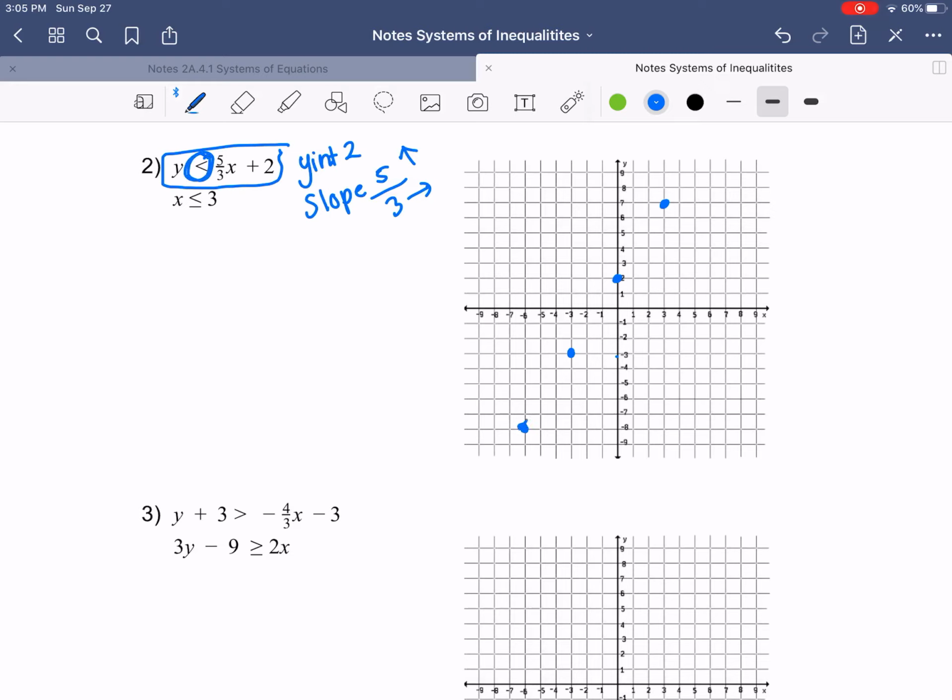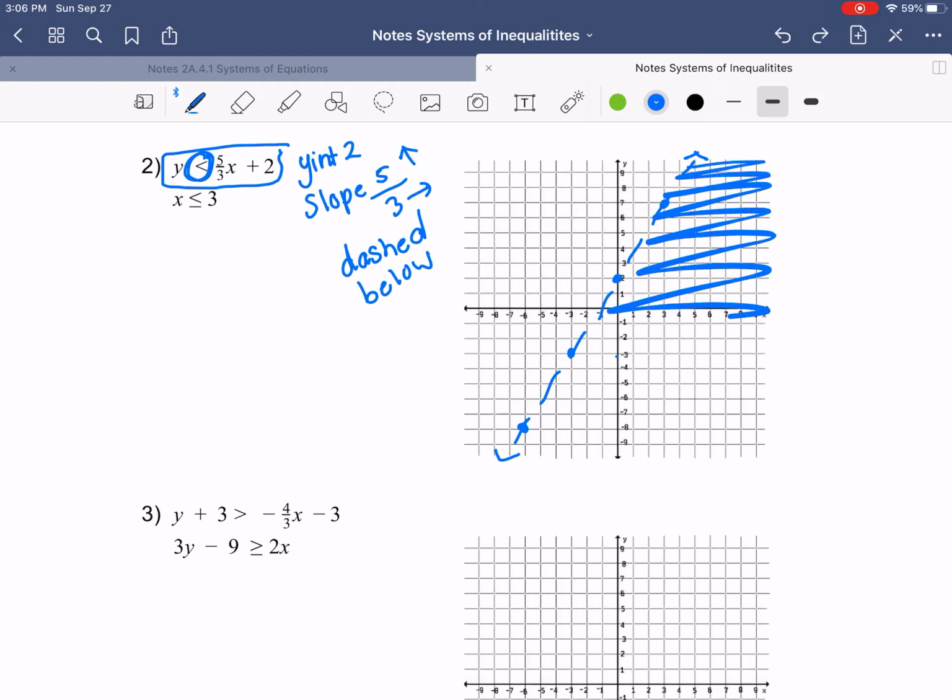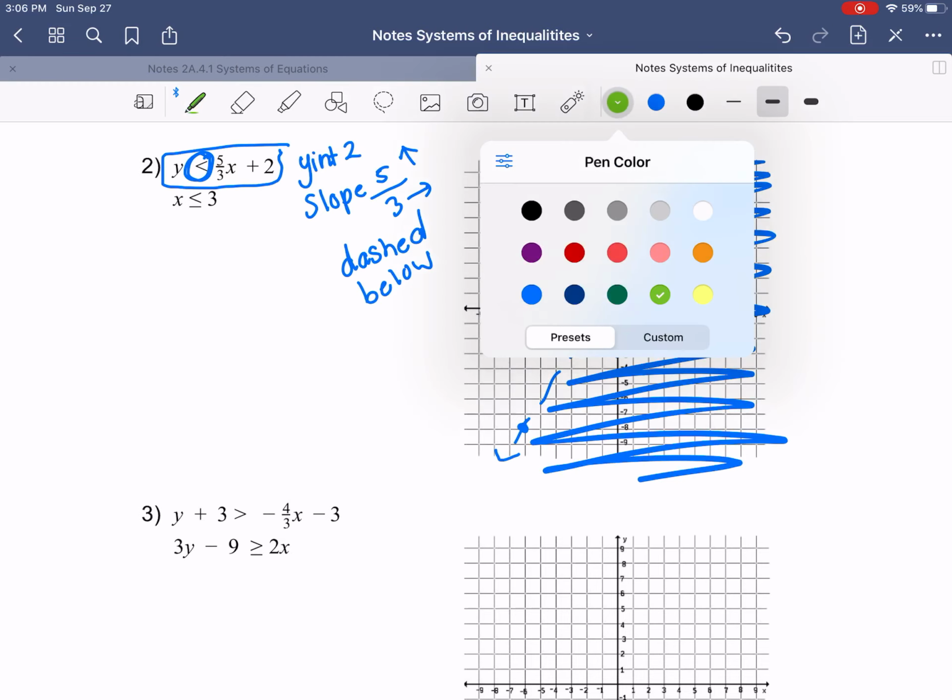I have a less than symbol, which means it's going to be dashed or broken, and it's going to be shaded below since it is less than. So I make a dashed line here and shade below. You could do a test point, like test 0, 0 and see if that works. 5/3 times 0 is 0, 0 plus 2 is 2. Is 0 less than 2? It's true. This side is the less than side, so I would shade it.